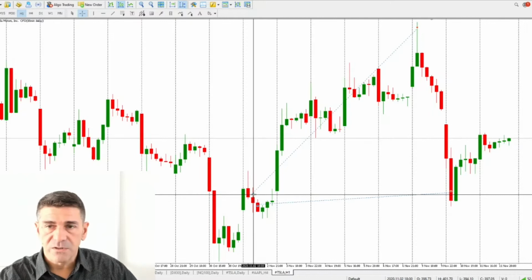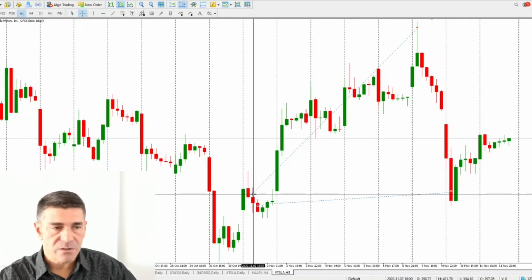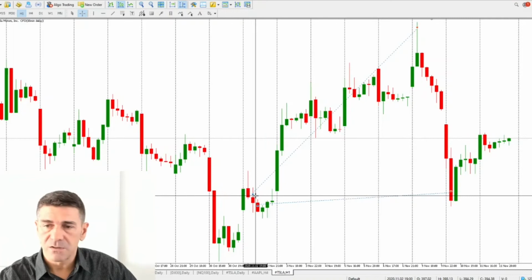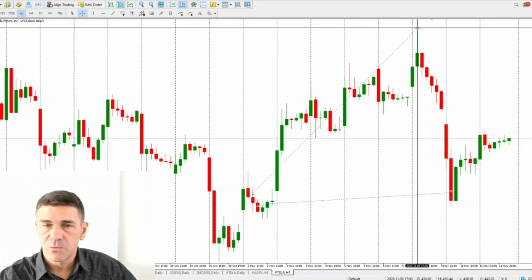Actually, this was not the entire position. A little bit later, there was a slightly better price, $396 per share, where we opened a second position. So here was the opening of the long position of Tesla, and see where this position was closed. Part of the position was closed at $450.